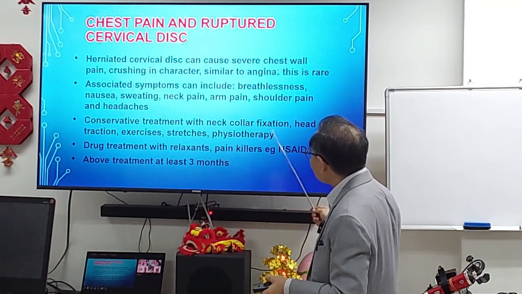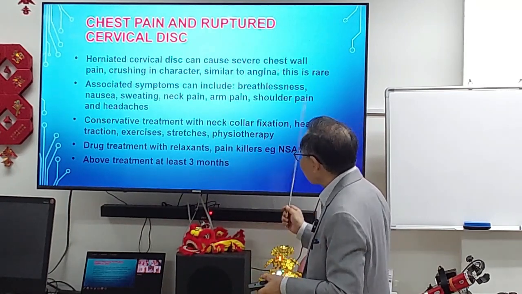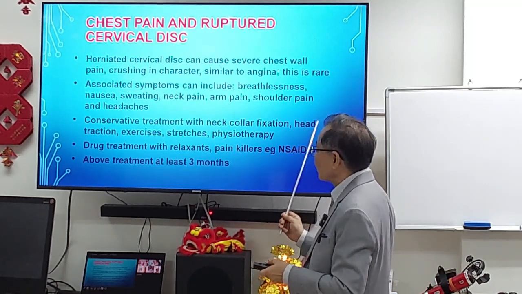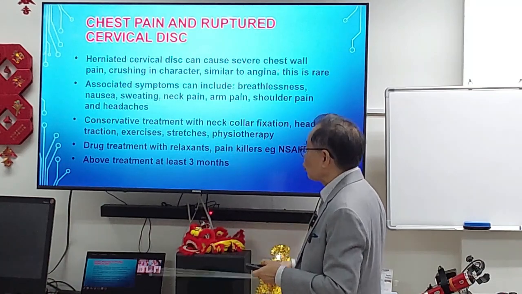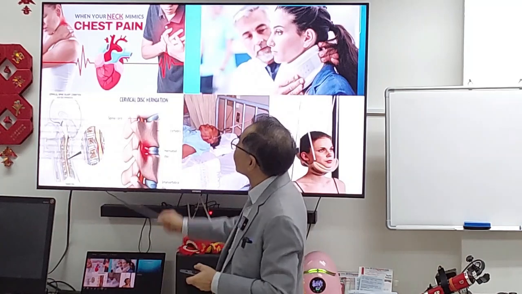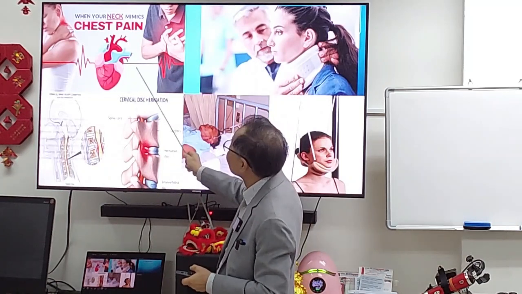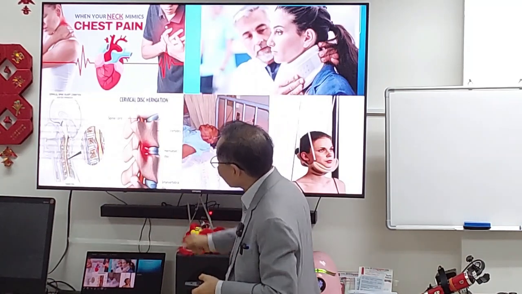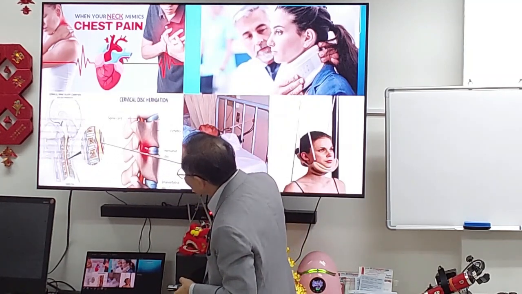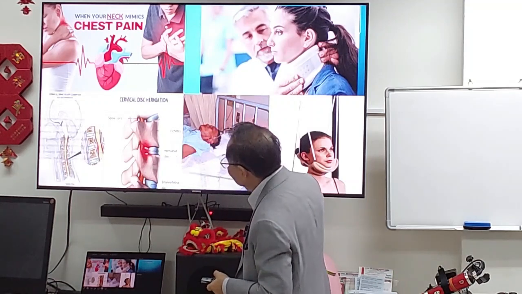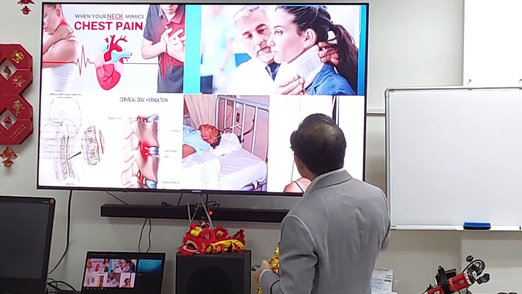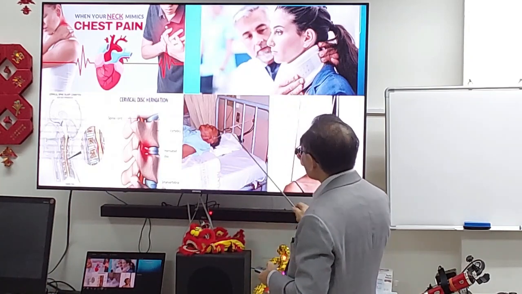Conservative treatment with neck collar, traction, exercise, and all that. The treatment with relaxants, painkillers, and at least 3-month treatment, if not longer. So, your chest pain can be due to your neck. Not common, but it can happen. So here you can see it presses on the spinal cord. Here it presses on the nerve coming out. So you wear a collar or you do traction.